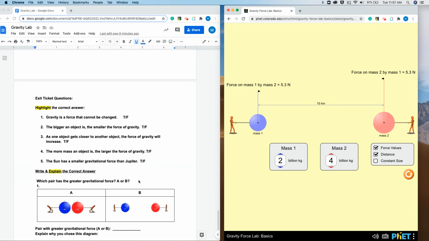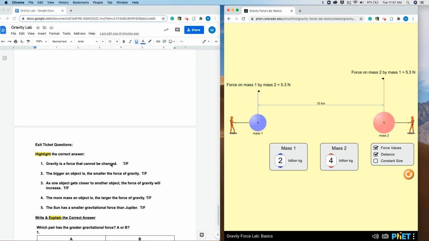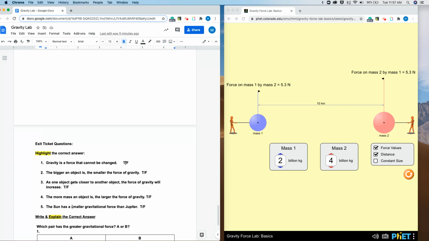And then once you're done, the exit ticket is answering these 7 questions. So you're just going to highlight, or delete, whatever answer you don't agree with. So if you think this answer is true, then you'll just delete F. If you think it's false, then you'll delete T. Answer these 5 true or false questions.